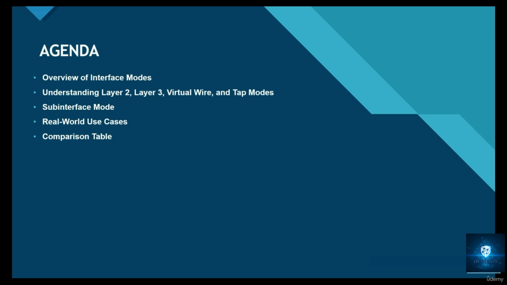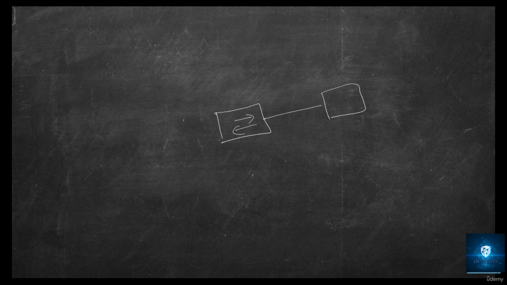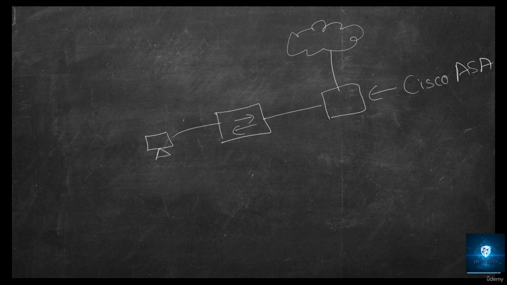So let me just explain quickly with a diagram. What you can do is, you have a network switch, and then you have an old legacy firewall. Maybe this is a Cisco ASA which you want to migrate to the next gen firewall, and then from here it is going to the world of internet. And then here you have your LAN users.